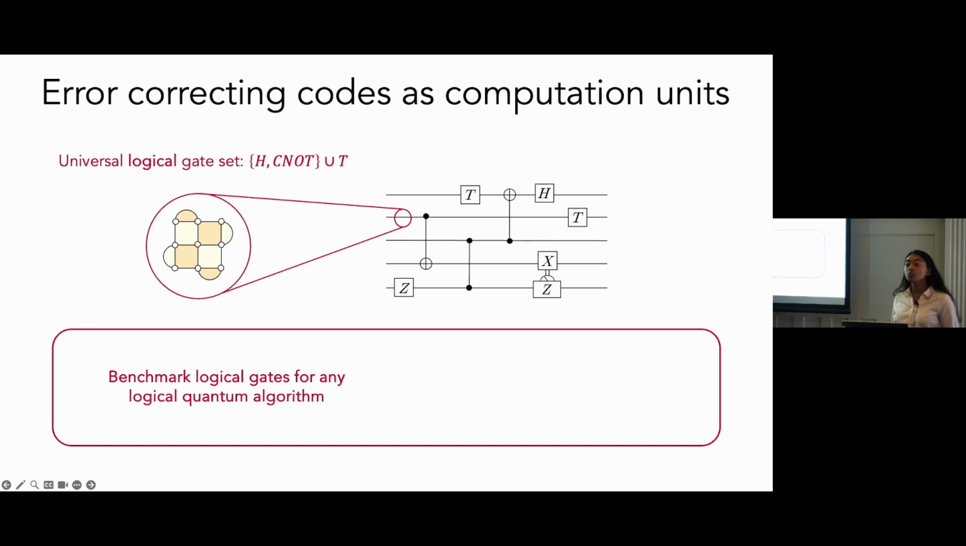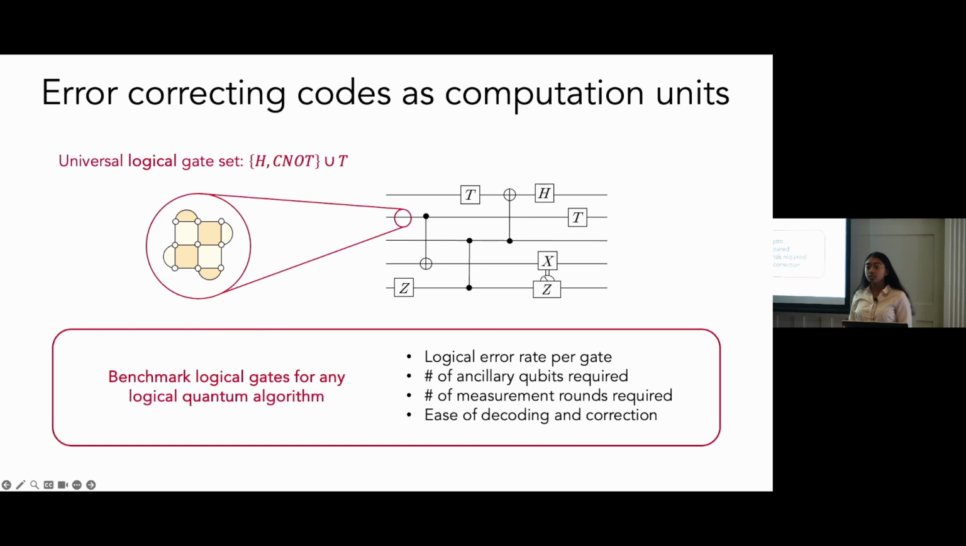And this performance benchmark should be independent of when and where in the logical quantum algorithm they're being enacted. So it shouldn't matter to my performance benchmark if there's measurement, feed forward, magic state distillation immediately before or after that gate. I should be able to give you an independent performance metric for that gate. In addition to the natural benchmark of logical error rate that a given gate has, I can also provide some additional benchmarks that are the number of additional qubits, ancillary qubits I need, the number of measurement rounds I need for that gate, and also how easy is it to actually decode and correct for any errors that the gate itself will introduce.